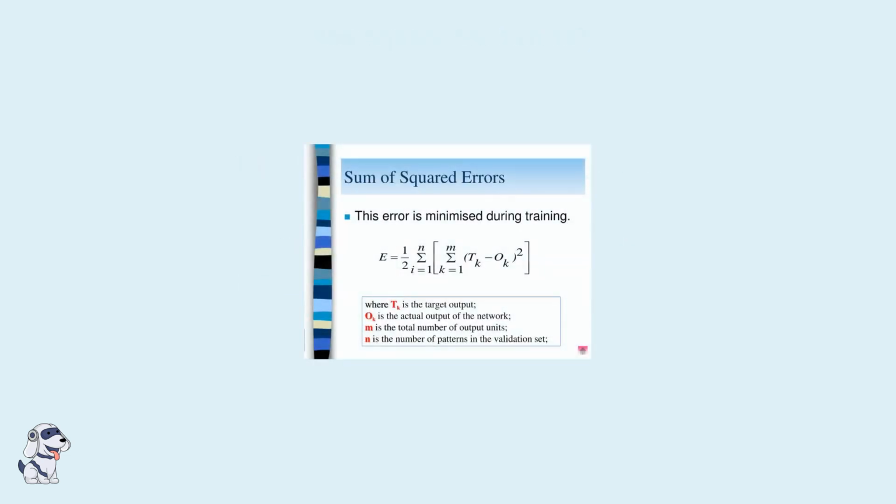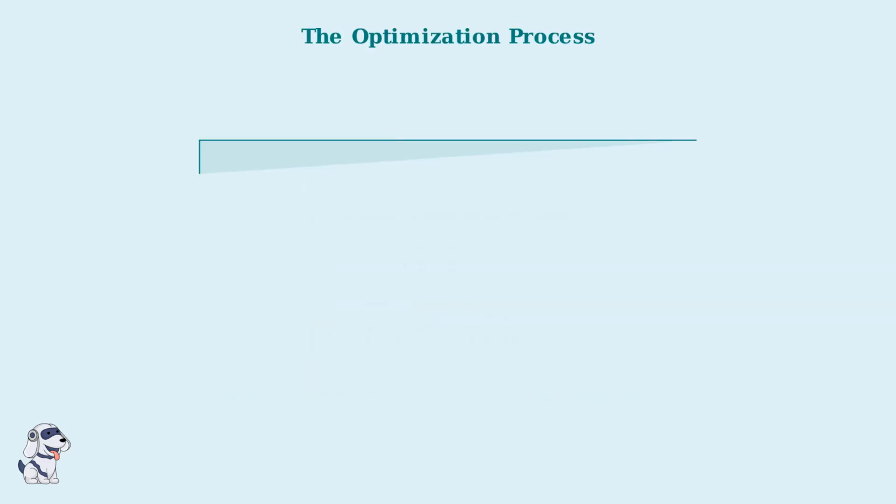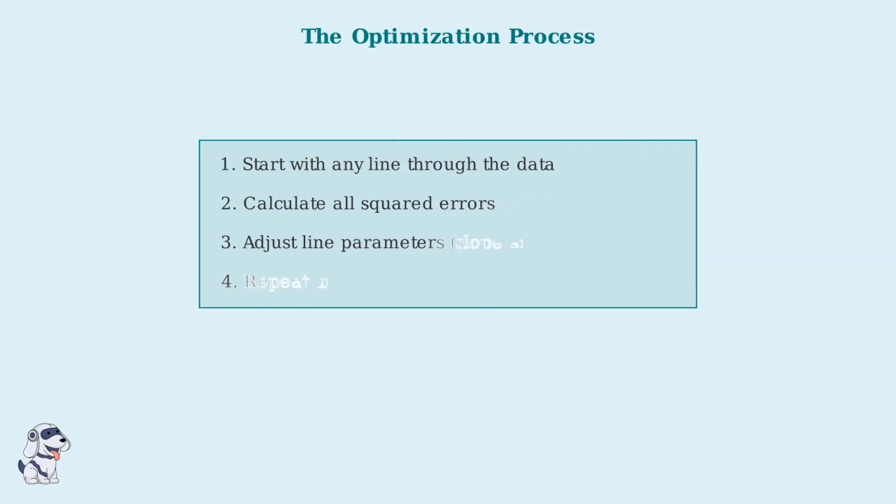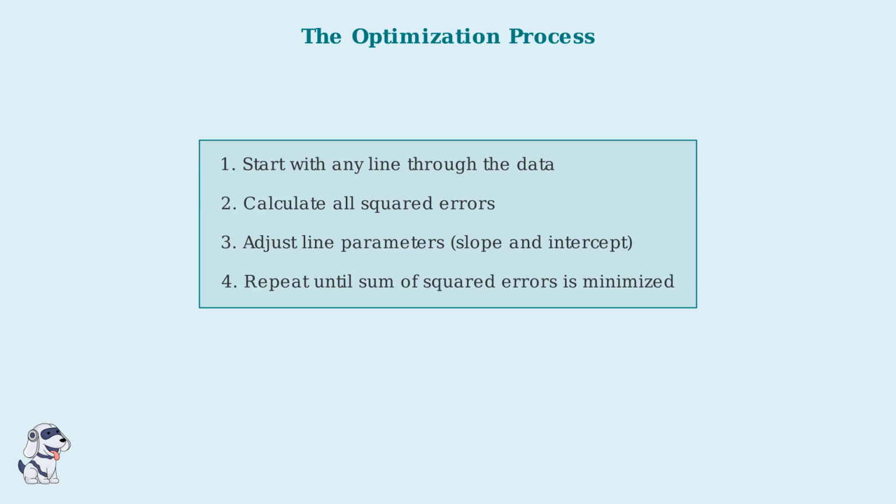Here we see the mathematical formula for the sum of squared errors. We take each error, square it, and then sum all these squared errors together. The goal of the least squares method is to find the line parameters that make this sum as small as possible. The least squares method follows a systematic optimization process. We start with any line, calculate the sum of squared errors, then adjust the line's slope and intercept to reduce this sum. We repeat this process until we find the line that produces the minimum possible sum of squared errors.